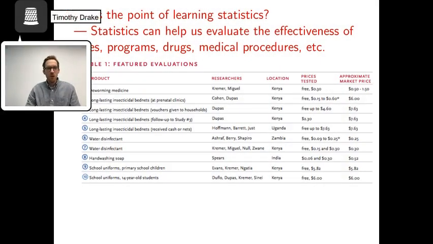You could take a moment here, but here is a list of featured evaluations: who conducted the study, where they did it, the price points they tested, anywhere from free to what they charged, and then the approximate market price in that area. You can see this is everything from deworming medicine to bed nets, disinfectant, hand washing soap, and school uniforms, and you can see their relative cost.